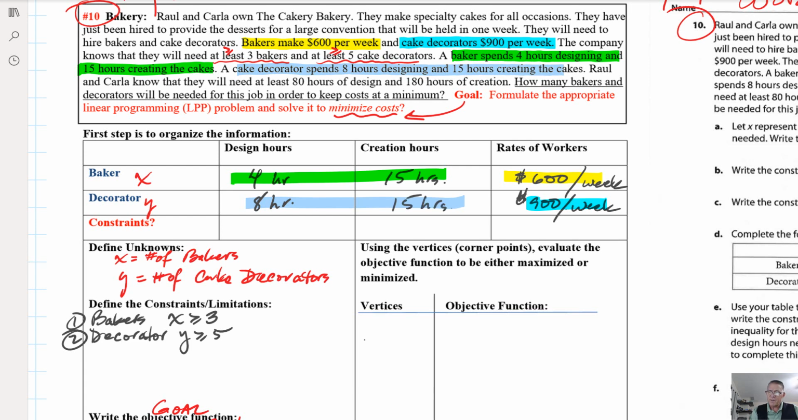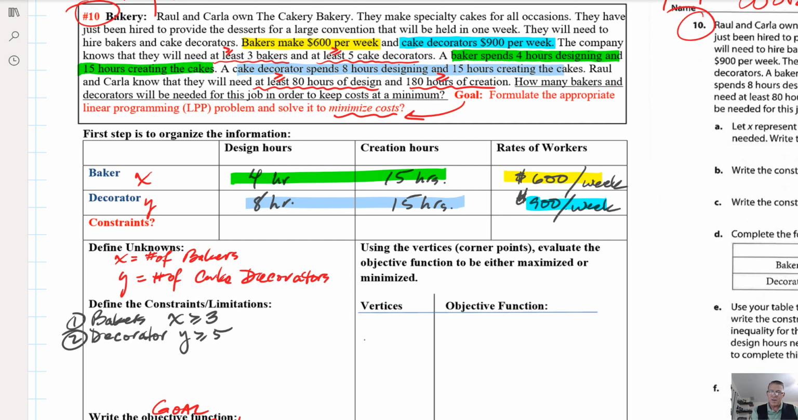So their time requirements are a little bit different. Okay, the same in the creation, but different in the design. Decorating, I guess, takes twice as long because it's more complicated, right? So Raul and Carla know that they will need at least, look at this, at least 80 hours of design. Again, greater than or equal to 80, and 180 hours of creation. That's at least. That means greater than or equal to.